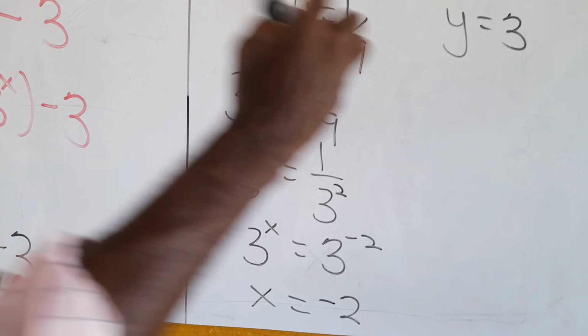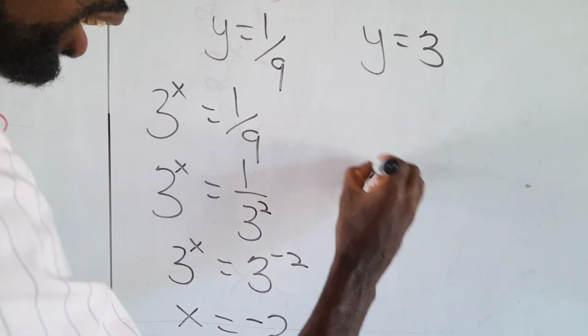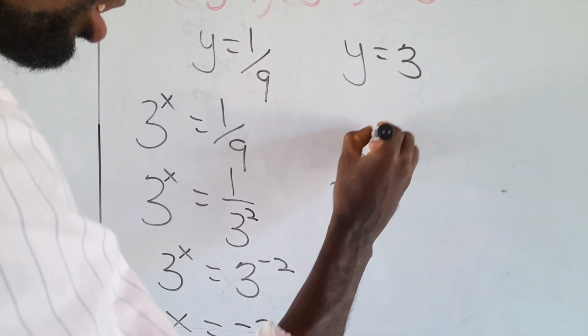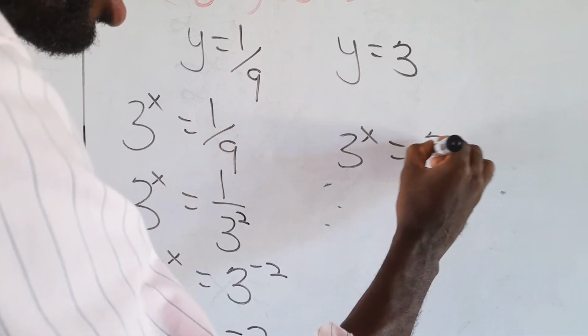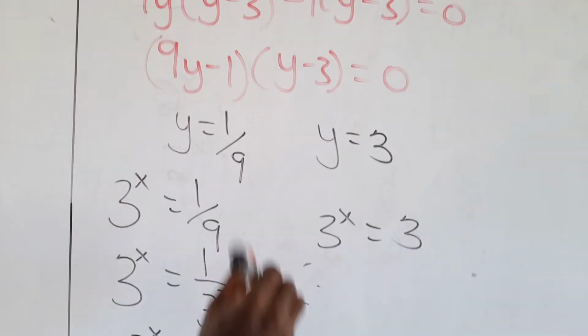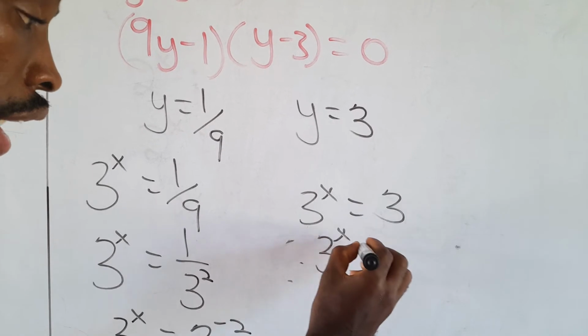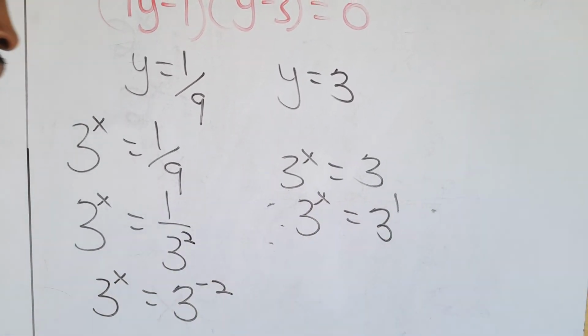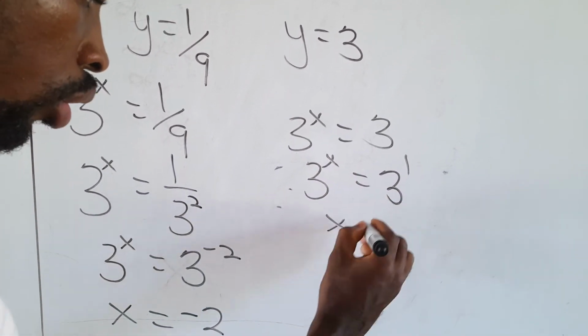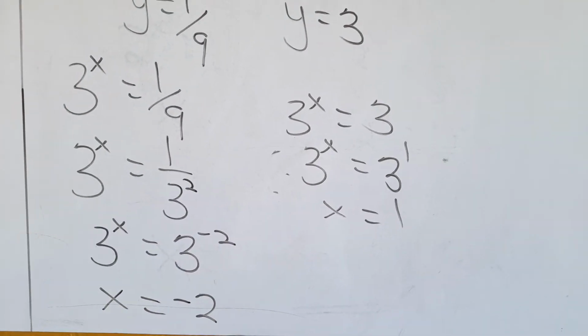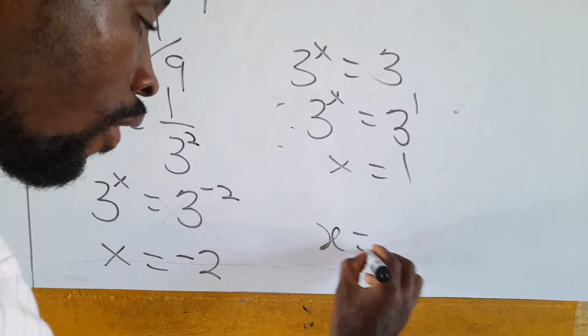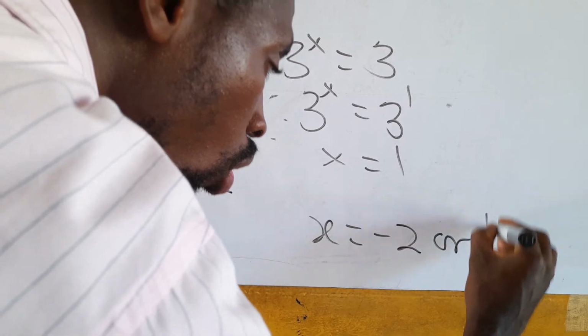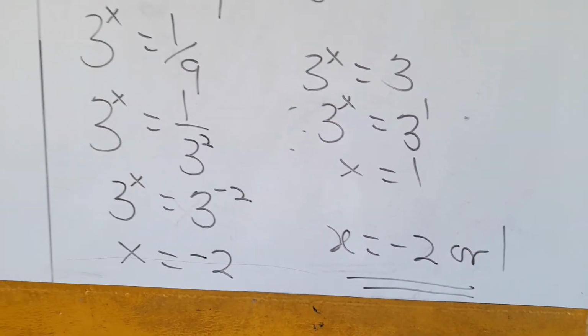Also, our 3 exponent x will be equal to this 3. Remember, since 3 exponent x is y. So our 3 exponent x will be equal to 3 exponent 1. Since the bases are the same, we equate the exponents. So we can boldly say that our x is equal to negative 2 or 1. I hope you got the same answer.